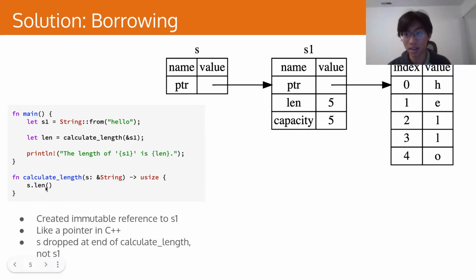Then at the end of calculate_length, s is dropped. So just the reference is dropped. And then we still have access to s1 in the main function. So this is the idea behind borrowing.